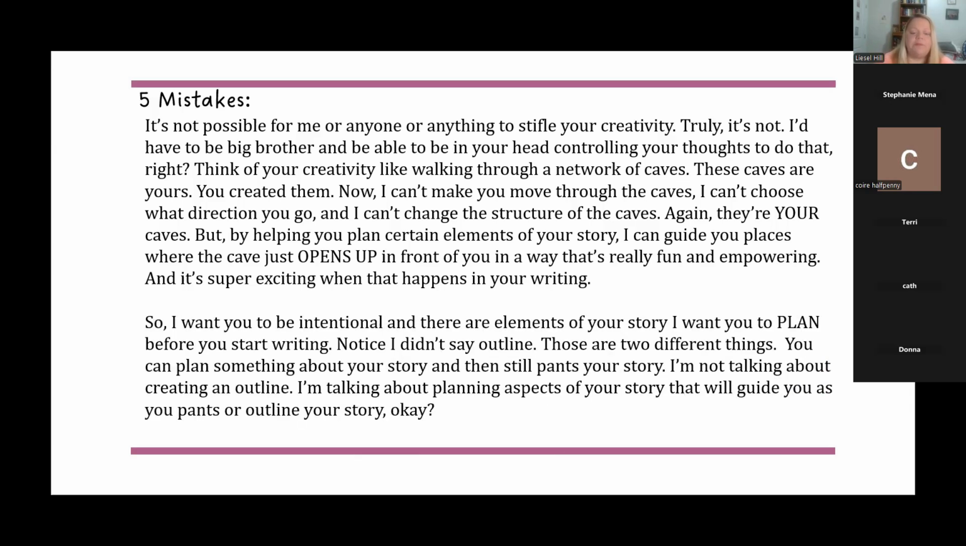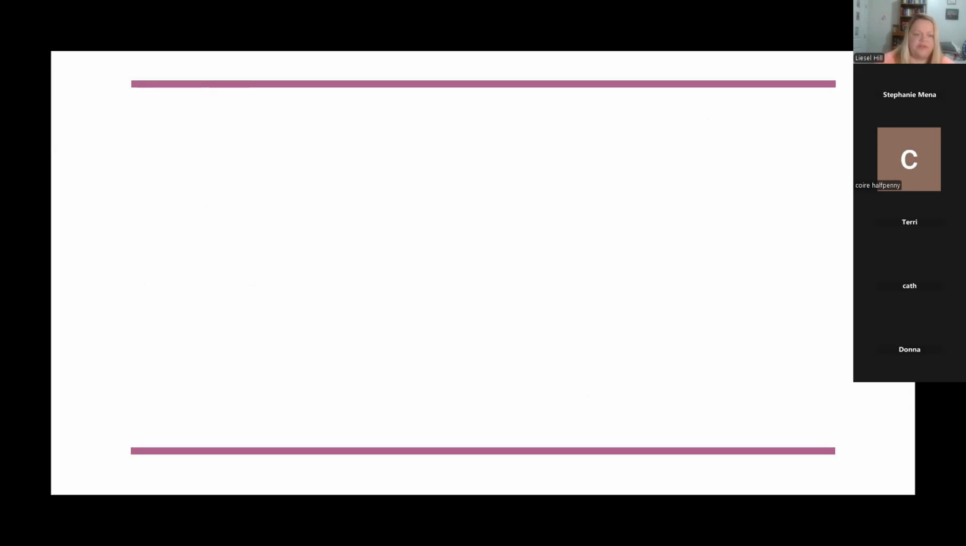So I want you to try and be intentional. And there are elements of your story that I want you to plan before you start writing. Now, notice I didn't say you're going to outline. That's not what we're talking about here. These are two different things. You can plan something about your story and still pants your story if that's the way that you prefer to do it. Okay, so it's not creating an outline. I'm talking about planning aspects of your story that will guide you as you pants your story or as you outline your story if you're an outliner. Okay, so just understand they're two different things.